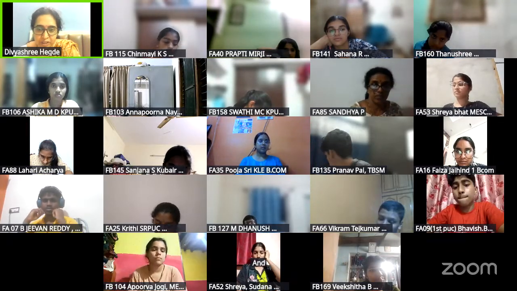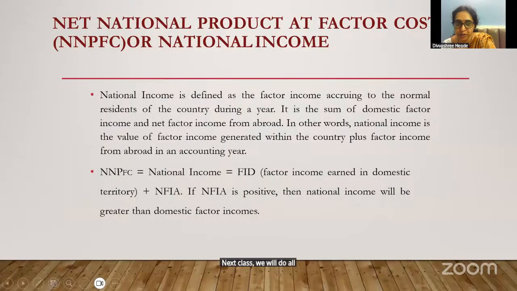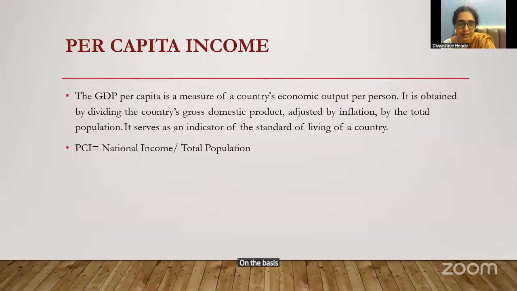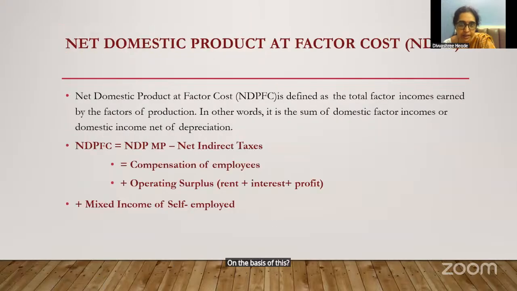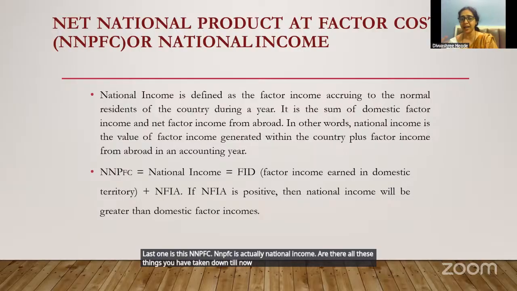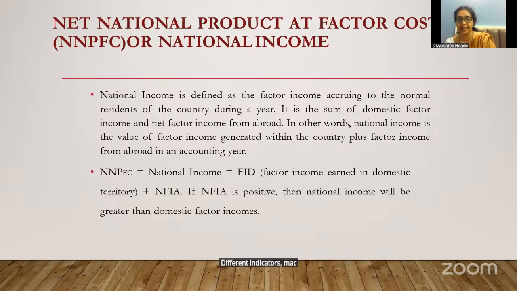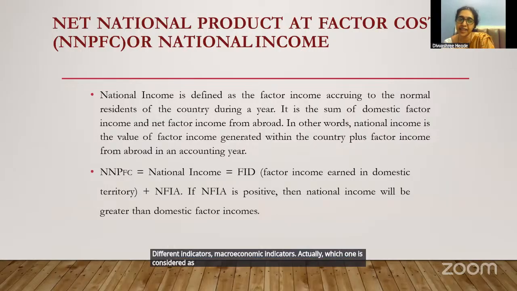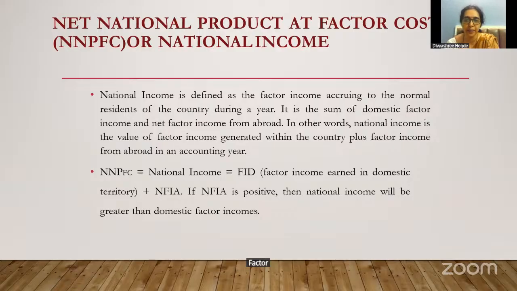Next class we will do all the problem solving on the basis of this. The last one is NNPFC. NNPFC is actually national income. All the other things you have taken down till now are different macroeconomic indicators. Which one is considered as the national income? NNPFC, net national product at factor cost. Read the first point and write down the second point.